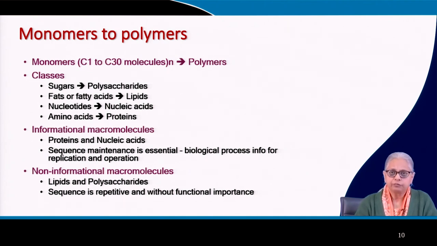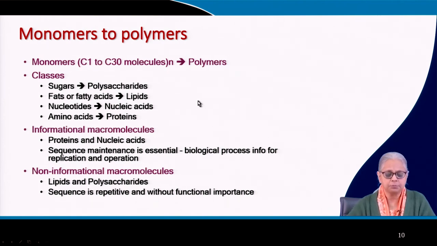Now, we have four major classes of biological macromolecules. Like I said, there are carbohydrates, proteins, lipids, and nucleic acids. So the monomeric form for the polysaccharides or carbohydrates is sugar. For the lipids, it's fats or fatty acids. For the nucleic acids, it's nucleotides. And for the proteins, it's amino acids. And we're going to take a look at these details in the next part.